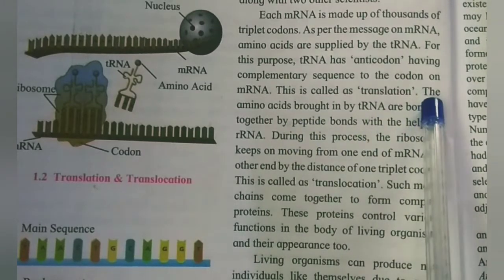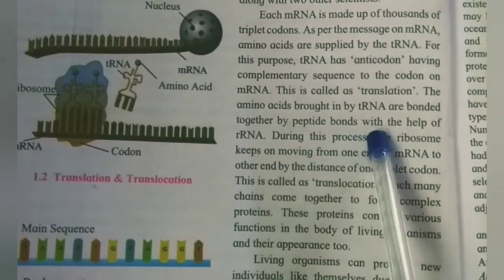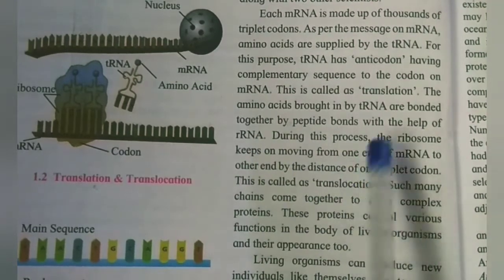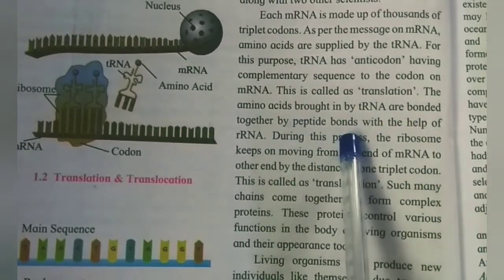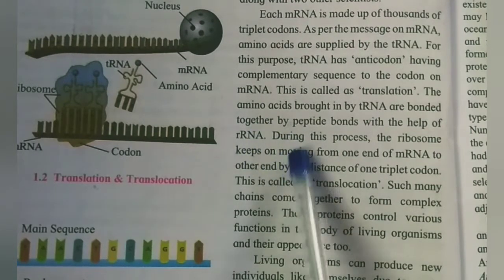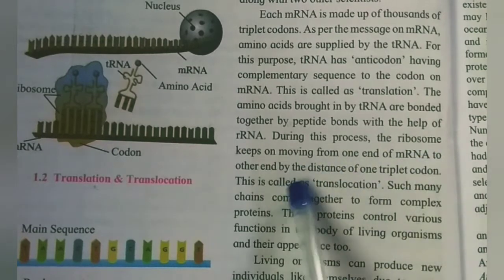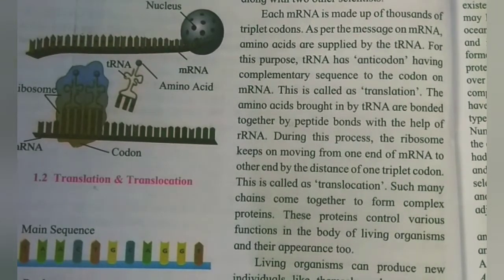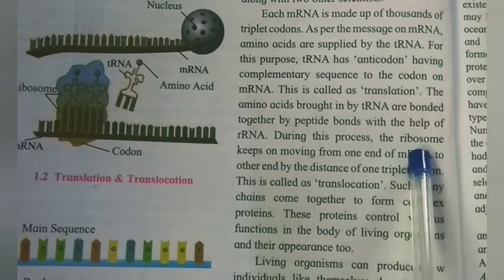The amino acids brought by tRNA are bonded together by peptide bonds with the help of rRNA. During this process, the ribosome keeps on moving from one end of the mRNA to the other end, a distance of one triplet codon. So mRNA has triplet codons, the coded message for amino acids, and this is called translocation. So ribosomes take part in this.